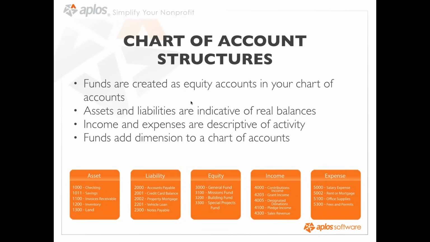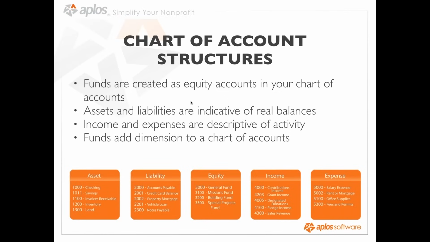Income and expenses are descriptive of activity. If assets and liabilities represent real things, income and expenses are more describing how your organization is operating and how you want the money to result on a report. It's not necessarily proper, but technically you could get away with having one income account and one expense account. Again, I don't recommend it, and you're going to want more detail there. But if you just said, "Hey, we made $100,000 and we spent $50,000," then you have a net income of $50,000.